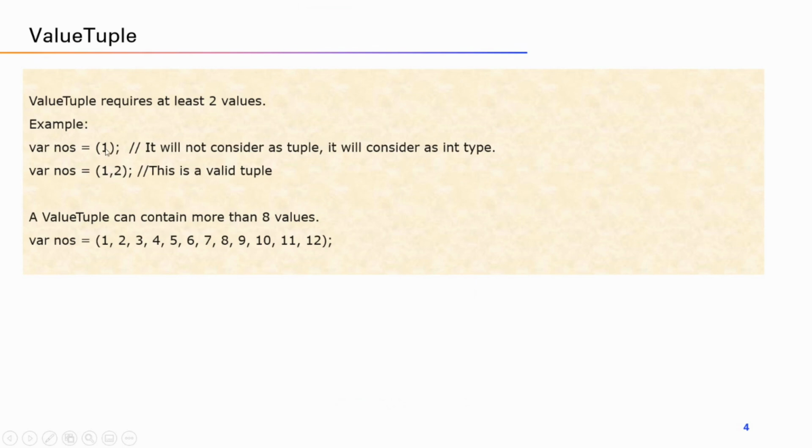A value tuple requires at least two values. If you provide only one value, it will not be considered a tuple. It will be considered an int type. You should provide a minimum of two values for creating a tuple, and you can also provide more than 8 values to a value tuple.